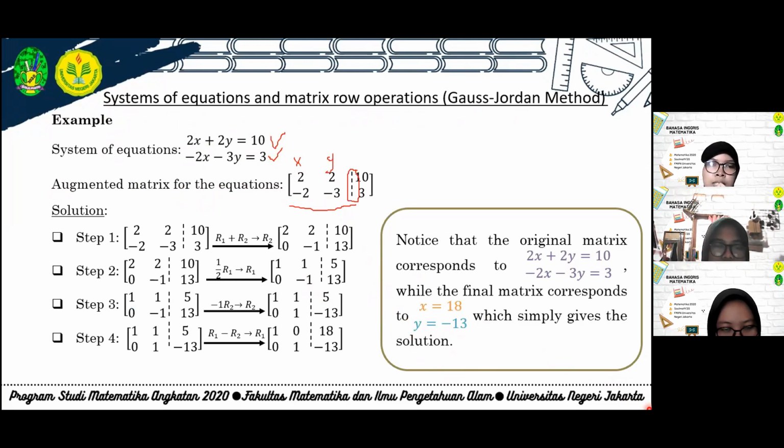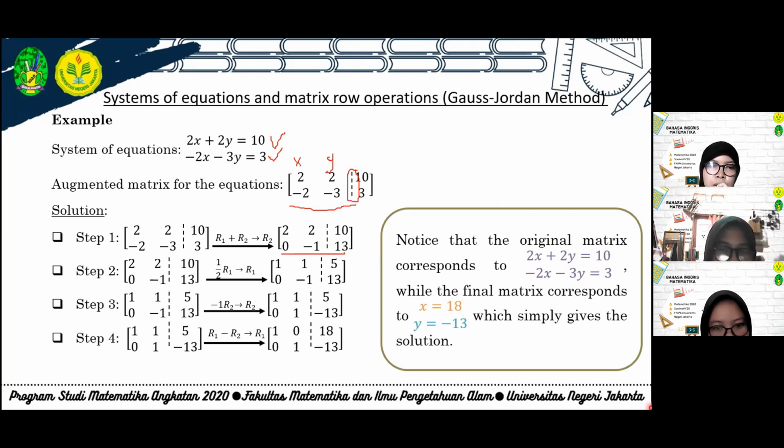Okay, and for the solution we have four steps. Step 1, we change row 2 to row 1 added to row 2, and this is the result. The elements of row 2 become 0, minus 1, minus 3.